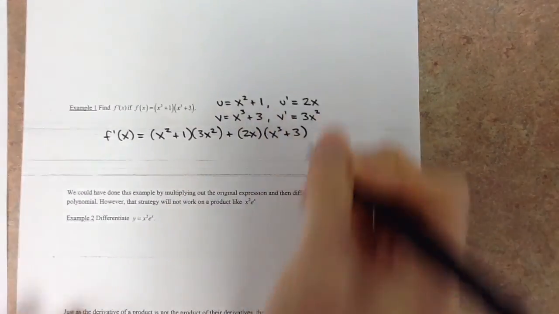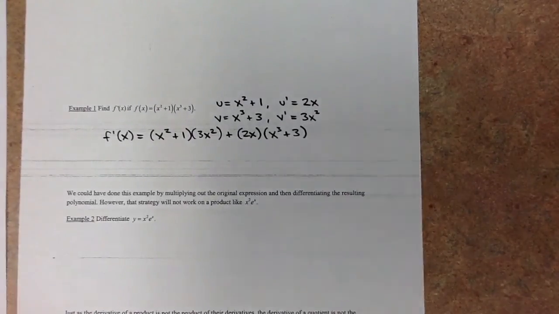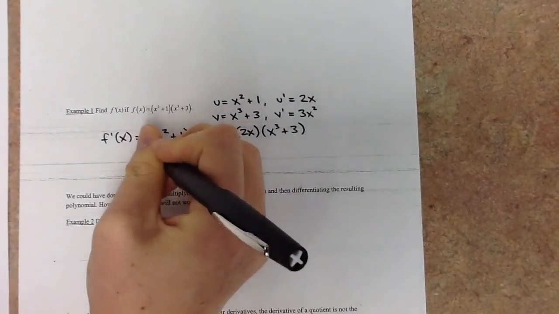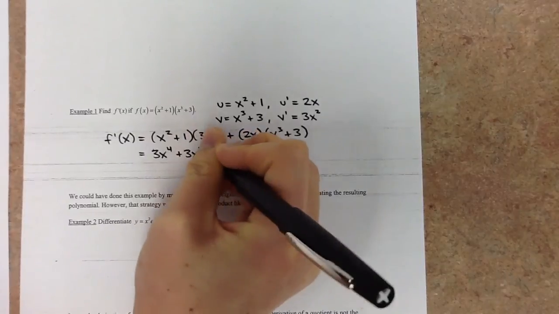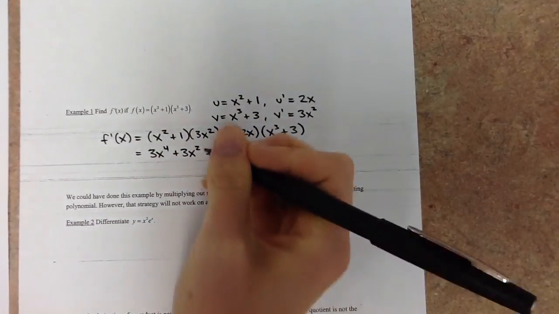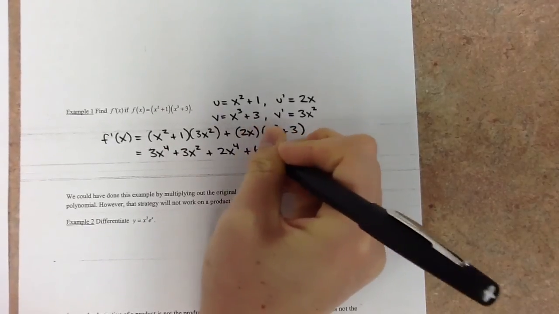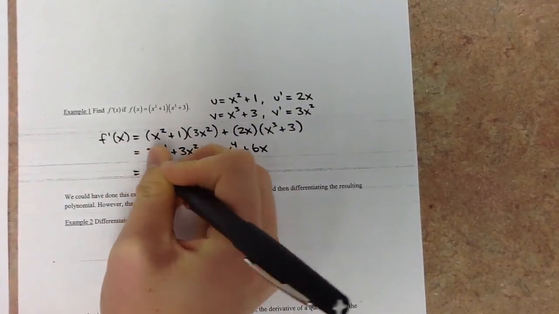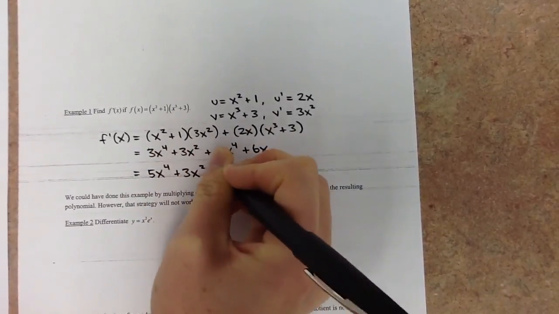So we never ever want to leave it like that. We want to do some distributing, some combining of like terms. So if we work right here, distribute the 3x squared, so we get 3x to the 4th plus 3x squared. And then plus here, distribute the 2x, so we get 2x to the 4th, and then plus 6x. So here we've got two terms that have an x to the 4th, so we get 5x to the 4th plus 3x squared, and then plus 6x.